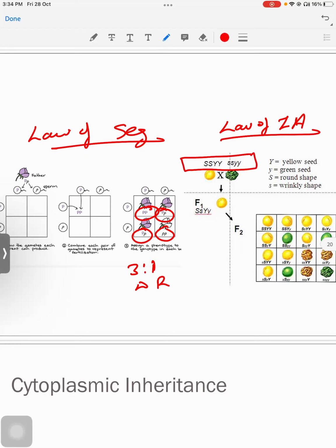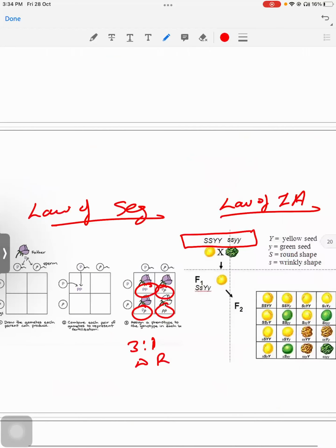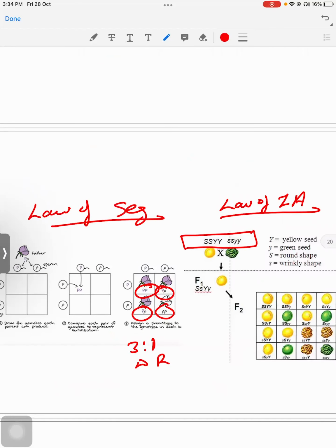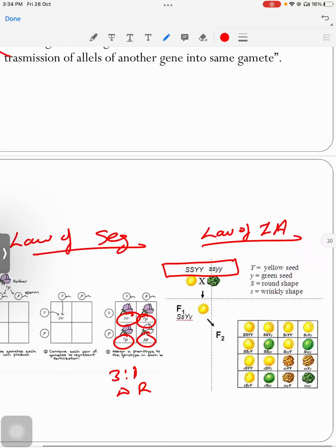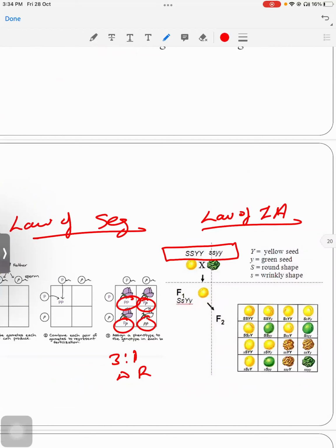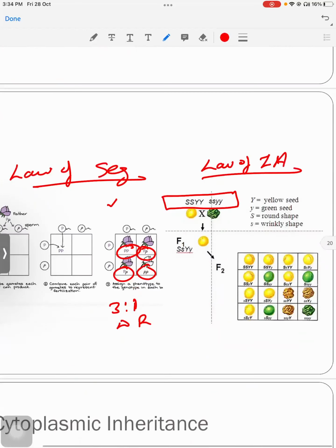We are taking two characters into consideration. So here you can understand this law: the alleles of different genes assort independently. But here it is the same gene. Here you can see how these ratios come. These all things will be managed in the F2 generation.